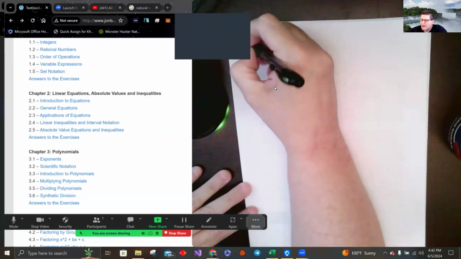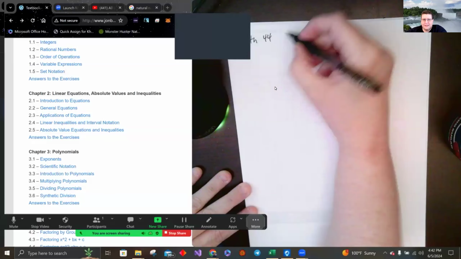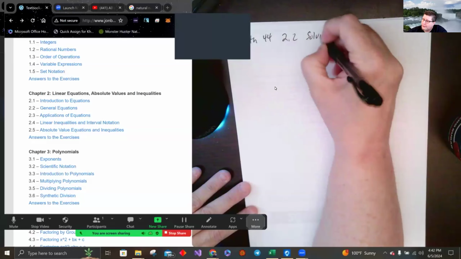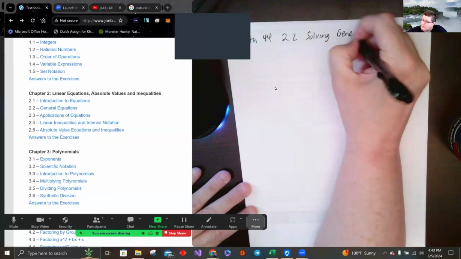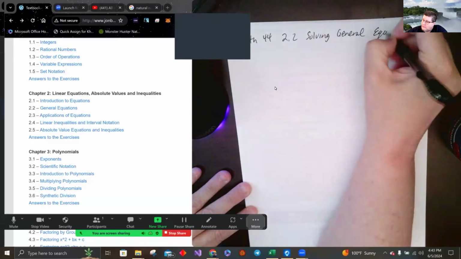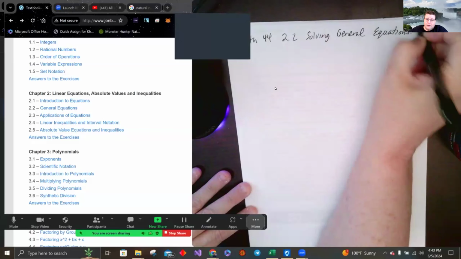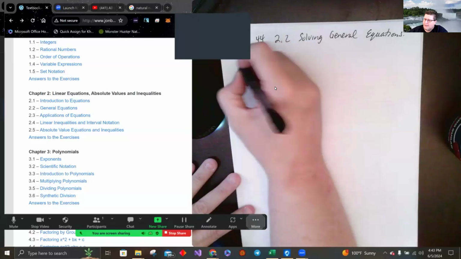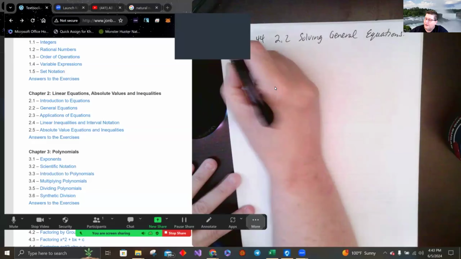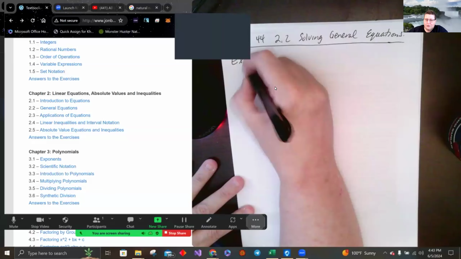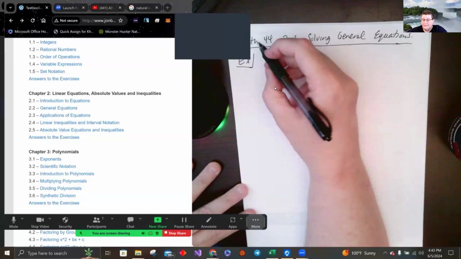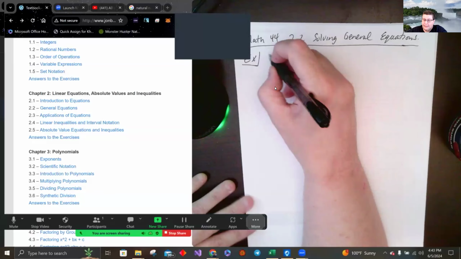Do some more problem solving with some equations. This is 2.2, solving general linear equations. So we did some easier ones in the last video, and we talked about the steps. We're just going to dive into some examples in this video. A lot of people like to learn by example. They don't want to hear the rules, which is unfortunate, but it is what it is.